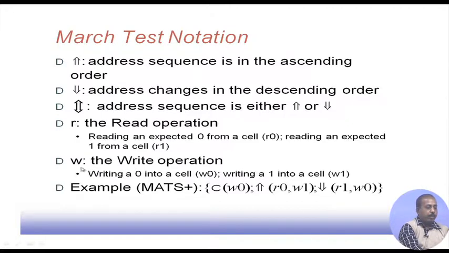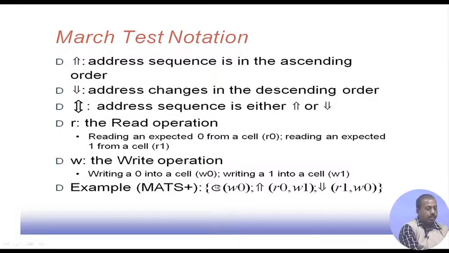Similarly, for the write operation W, W0 means we want to write a 0 value into the cell, and W1 means we want to write a 1 value into the cell. An example of a march sequence may be like this. Sorry, this is not the right symbol, this is actually a problem of this PowerPoint. This particular symbol should be there. It tells that first we apply this write 0 in any order, upward or downward, it does not matter. This is the first march element.